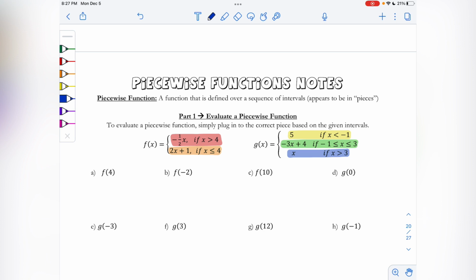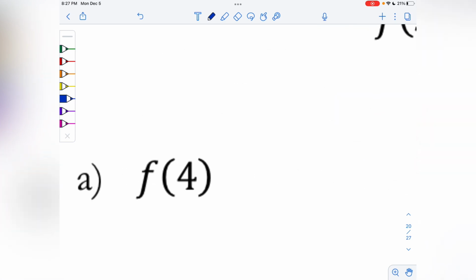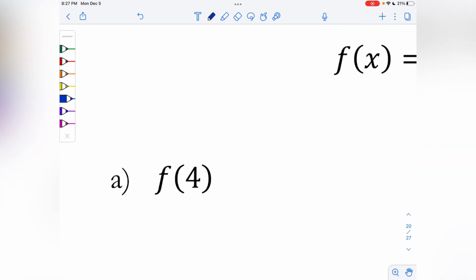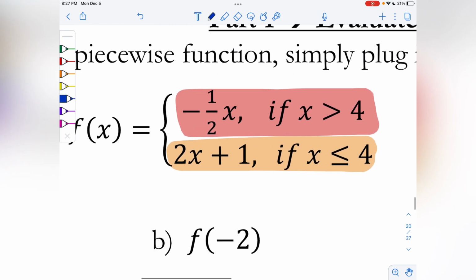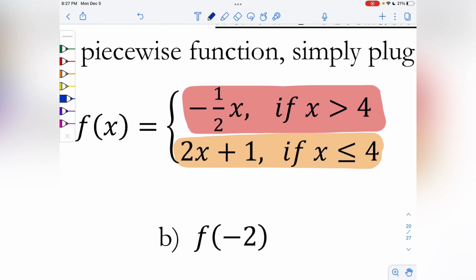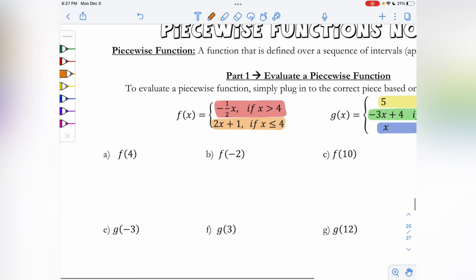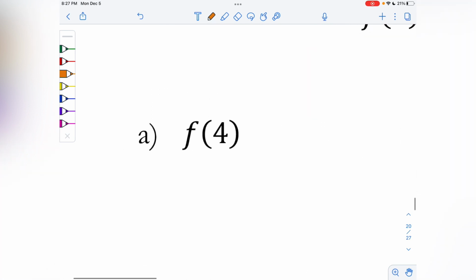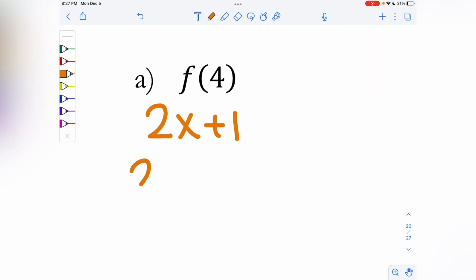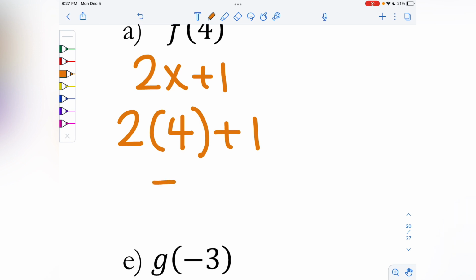So let's start with example A, which says f of 4. Since there's an f, it means we're working with this function. And since x is equal to 4, I'm plugging in to the orange part because the orange part occurs if x is either less than or equal to the number 4. Well, if x is 4, then it's equal to 4. So we are plugging into the orange part. The orange part is 2x plus 1, and I'm plugging in 4 to that. So that's 8 plus 1, which is 9.